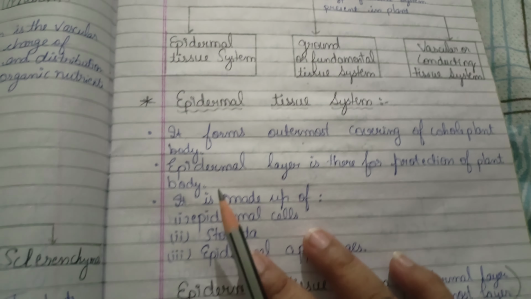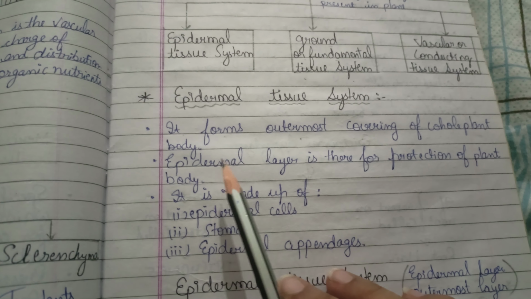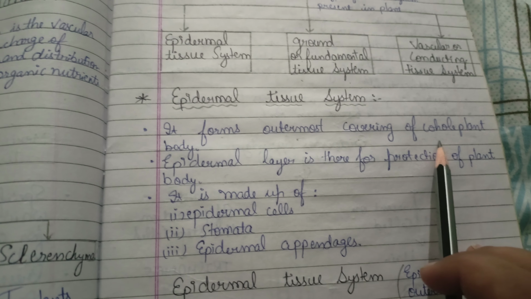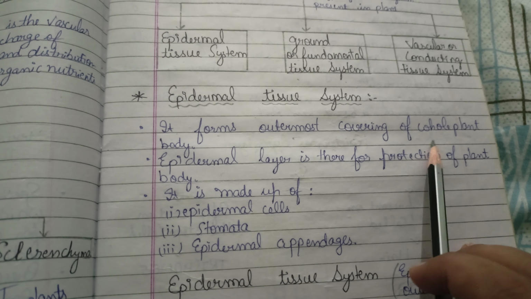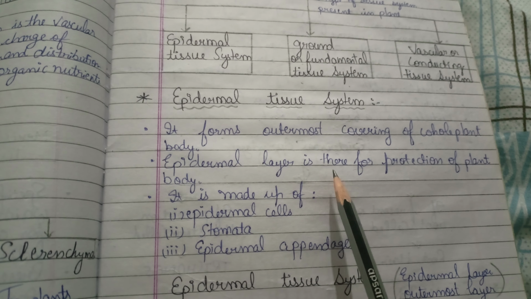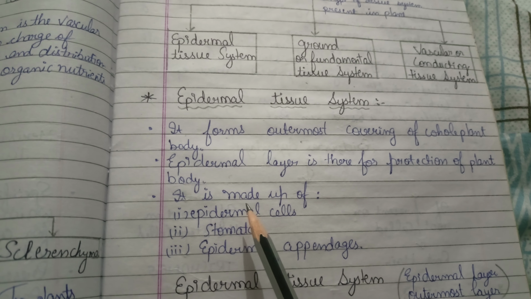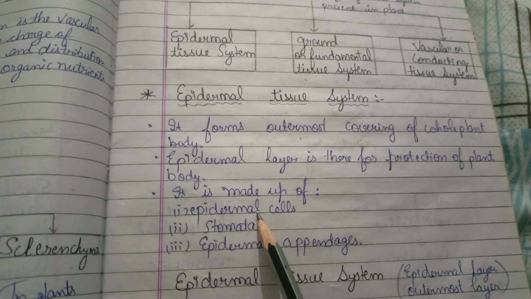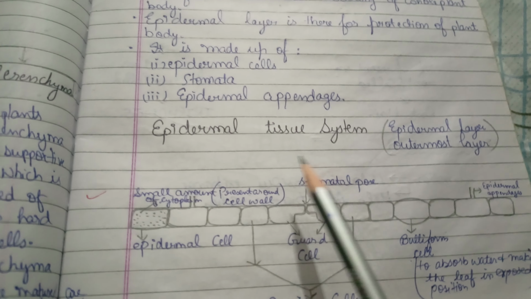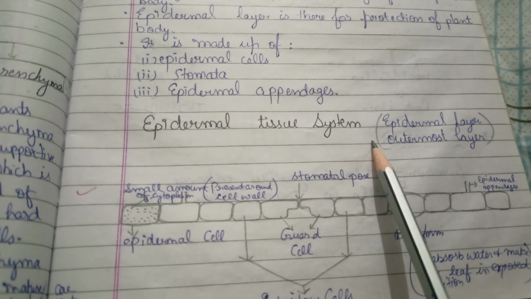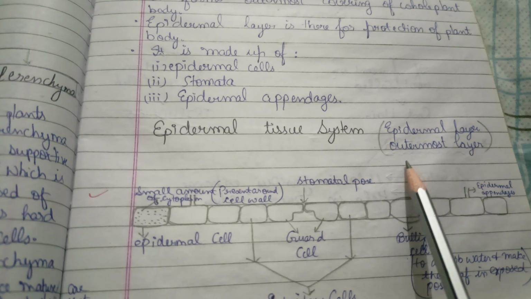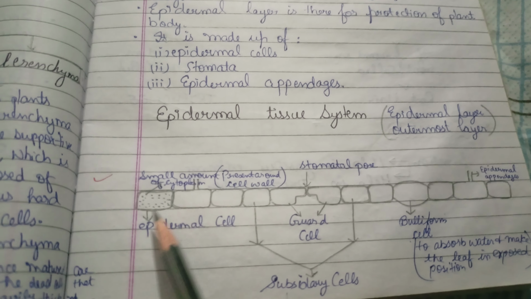So first of all we will do the epidermal tissue system. It forms the outermost covering of the whole plant, like skin. The epidermal layer is there for the formation of the outer part of the body, and it is made up of epidermal cells, stomata and epidermal appendages. The epidermal layer forms the outermost layer just like this.